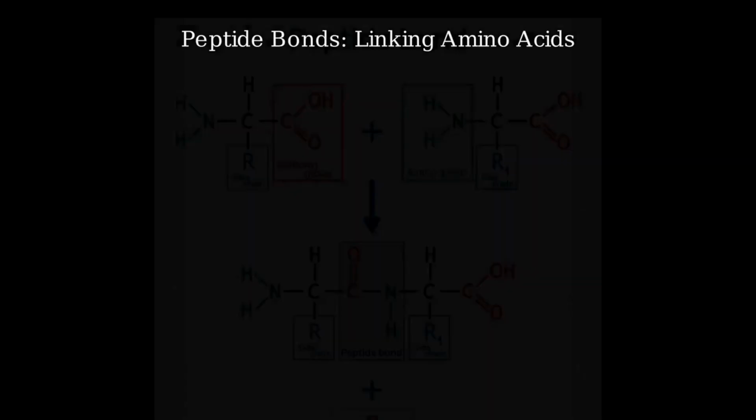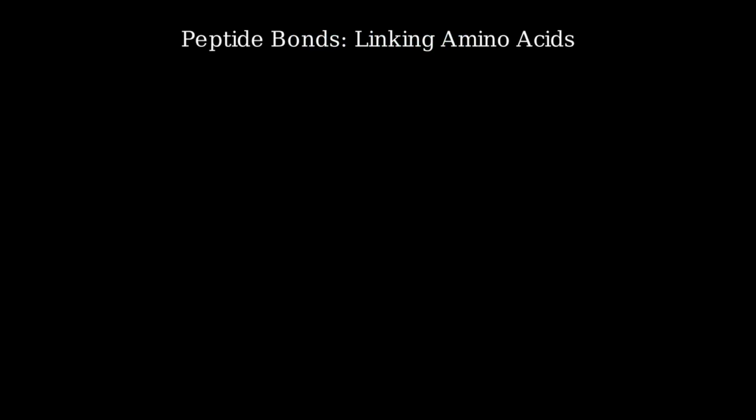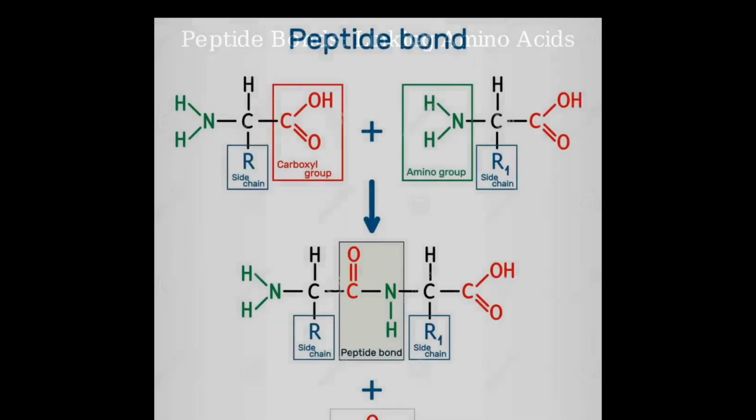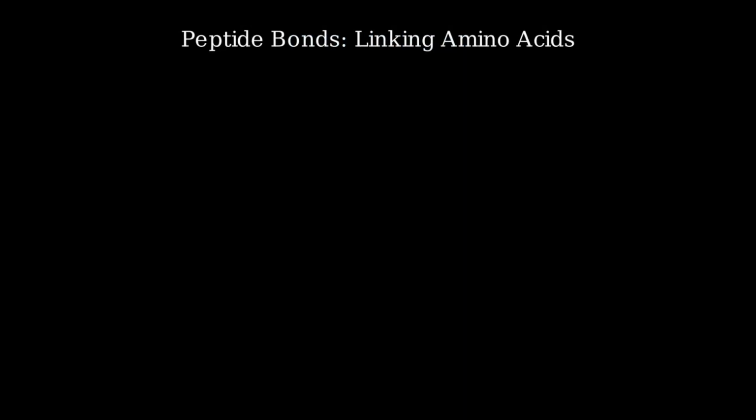Amino acids are linked together through peptide bonds to form polypeptide chains. A peptide bond forms when the carboxyl group of one amino acid reacts with the amino group of another amino acid, releasing a water molecule in the process. This chemical reaction creates a covalent bond between the carbon atom of the carboxyl group and the nitrogen atom of the amino group, forming the peptide linkage that holds amino acids together.